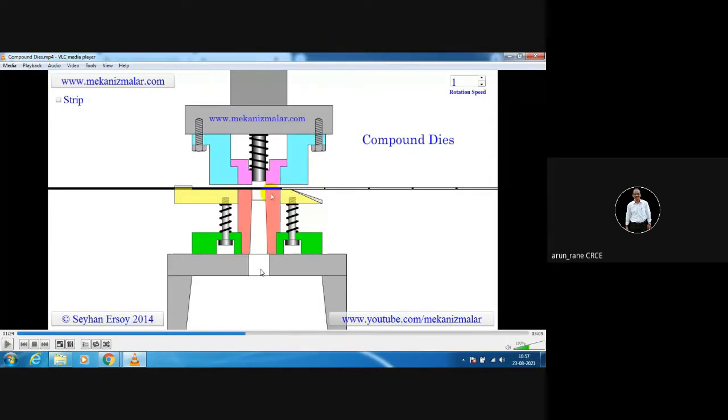So here now, I hope you understood. So this is your piercing punch, and this is your piercing die. Okay, and this is your blanking punch, and this is your blanking die. So this blanking punch and blanking die will determine the size of the blank, and this piercing punch and piercing die will determine the size of the hole. And these are all spring loaded pins or the supports to keep your strip pressed.